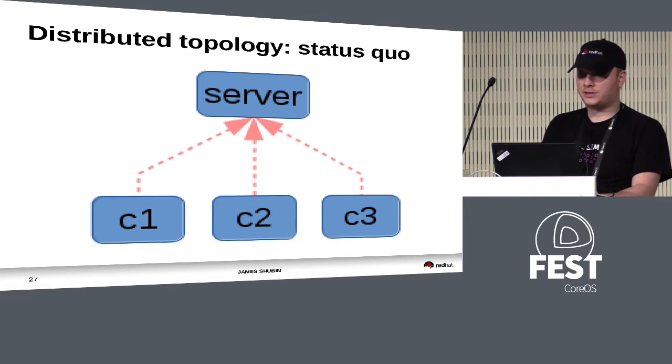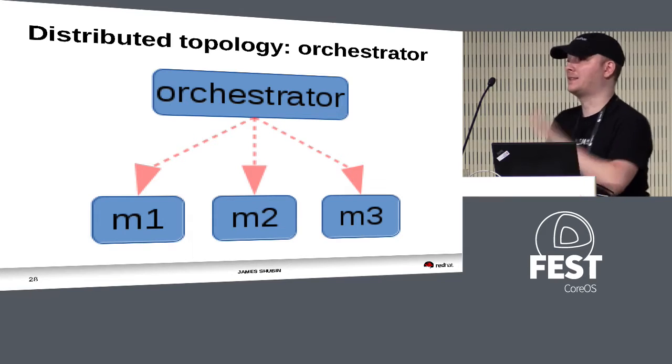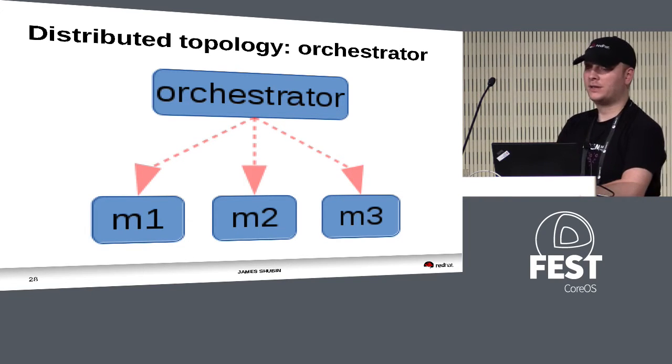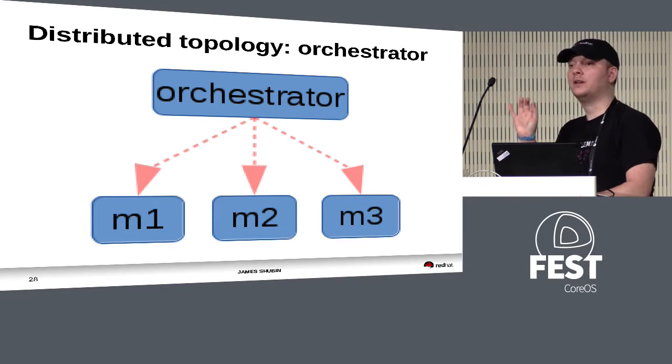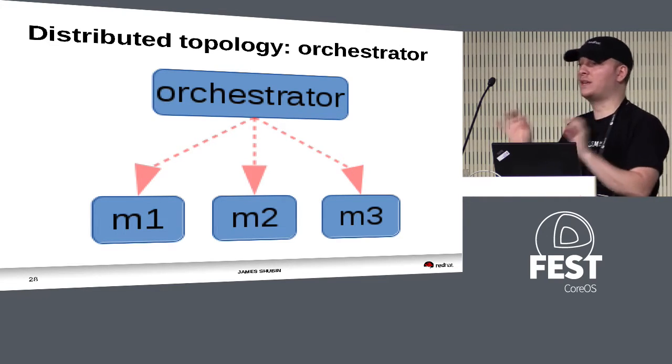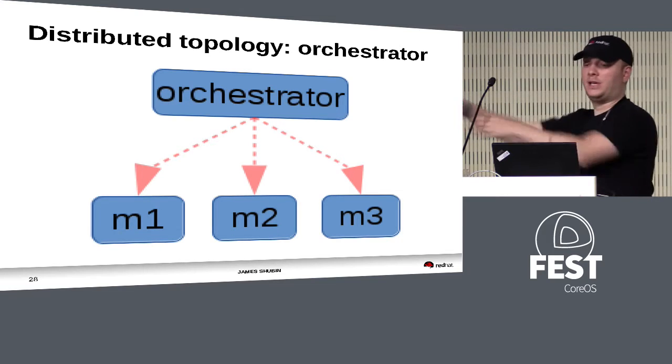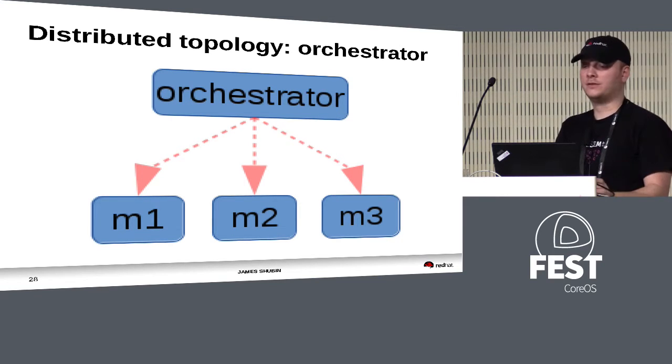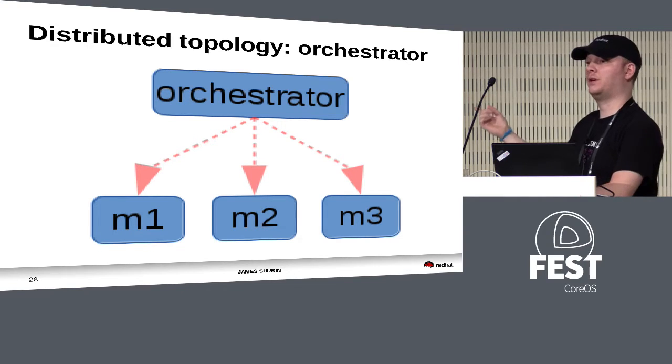Let me show you a different topology. This is the sort of orchestrator Ansible topology, if you want. Same sort of thing, except here the orchestrator, and when I say orchestrator, in my words it means central orchestrator, initiates to the machines that it wants to manage or do things to. So what's the problem with this topology?